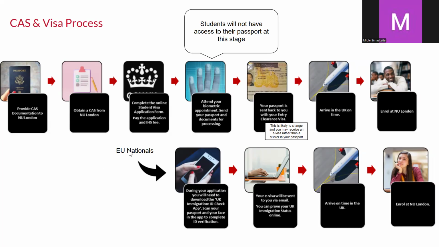Now, the process for EU nationals differs a little bit. So you will be making your application via the UK Immigration ID Check app. You'll scan your passport and your face to complete your biometrics and complete your ID verification. You will then be sent your e-visa via your email and you can prove your UK immigration status online. You will also have to arrive in the UK on time and enroll at NU London.